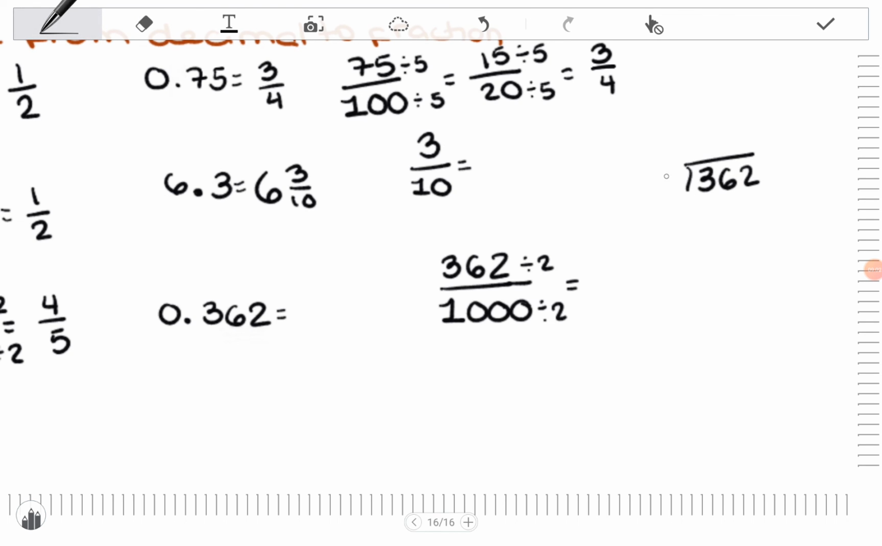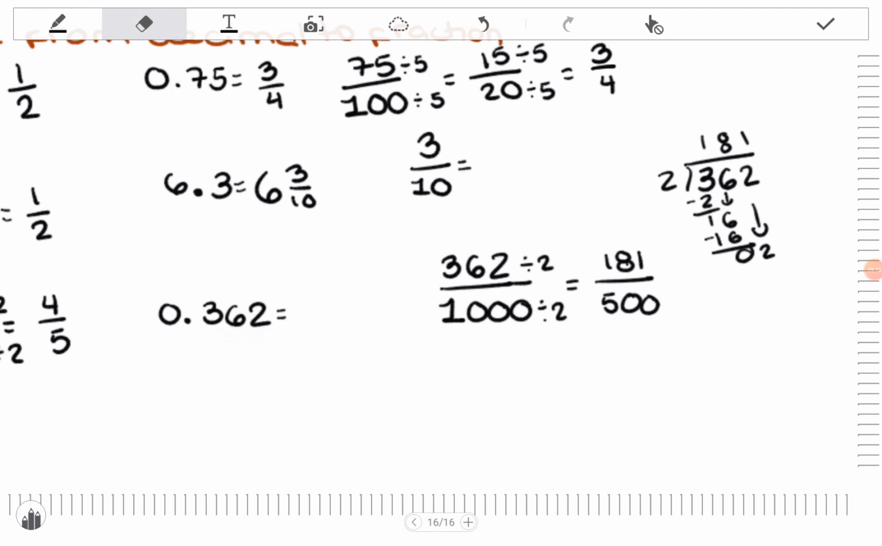362 divided by 2. 2 in 3 is 1 time, which is 2. We subtract. This is 1. I bring the 6. 2 in 16 is 8. 16. We subtract 0. We bring the 2 down. And this is 1 time. And we already finished. So this is going to be 181. That's it. Now, 1000 divided by 2 is 500. That one was really easy.